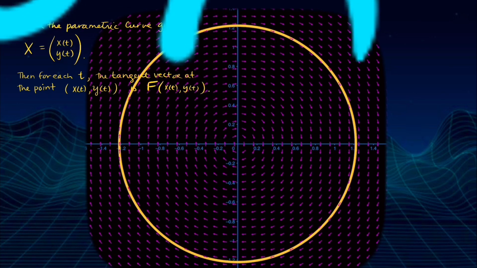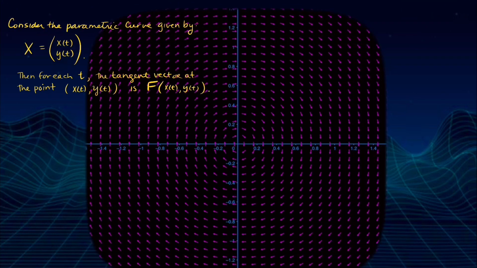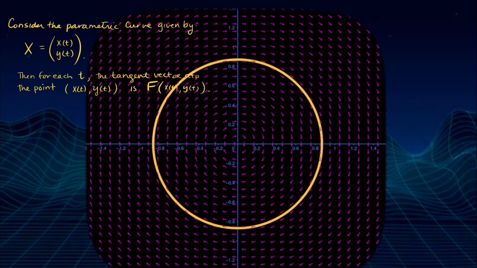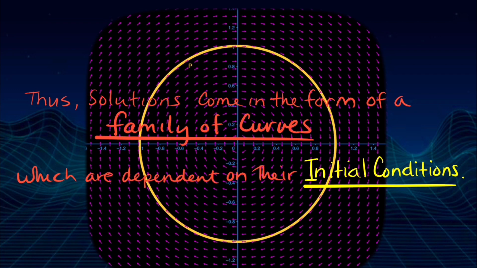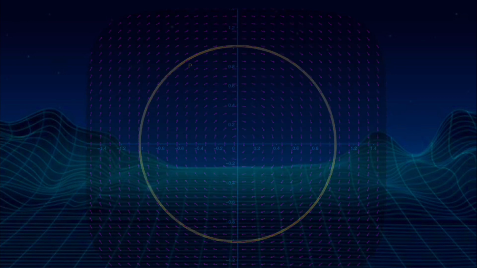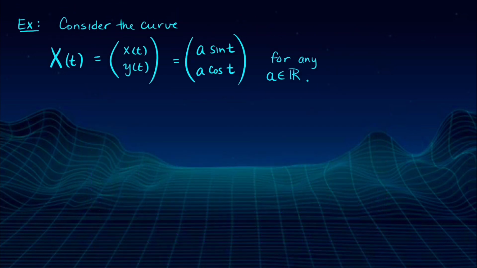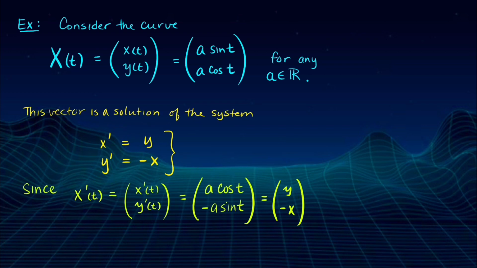The solutions therefore come in the form of a family of curves, which are dependent on their initial conditions. You see, for a given initial condition, we have a certain curve in that family. Perhaps an example is in order. Consider the curve given by the vector a sin(t), a cos(t), for a being a real number. This vector is a solution to the system x' = y, y' = -x.